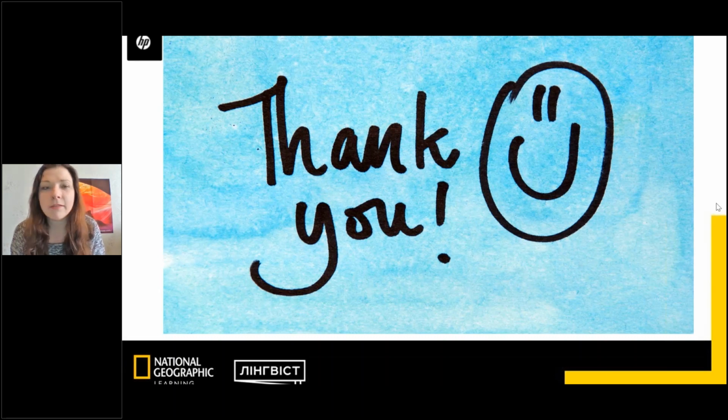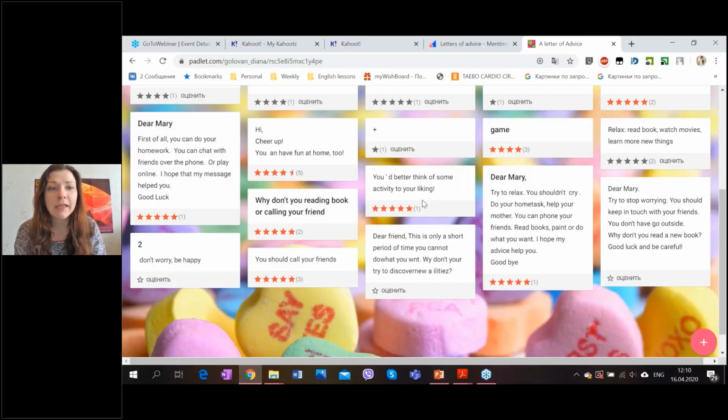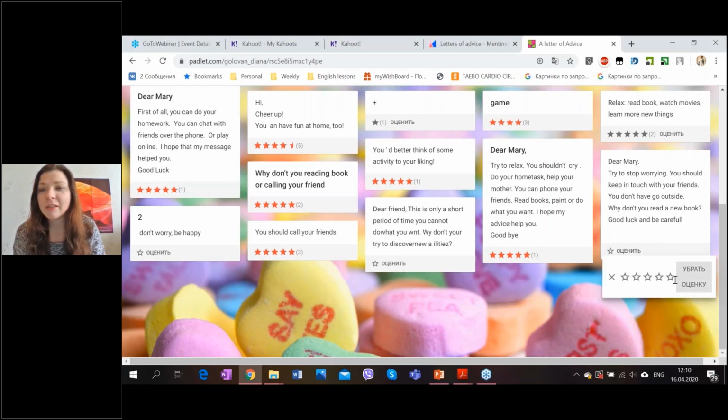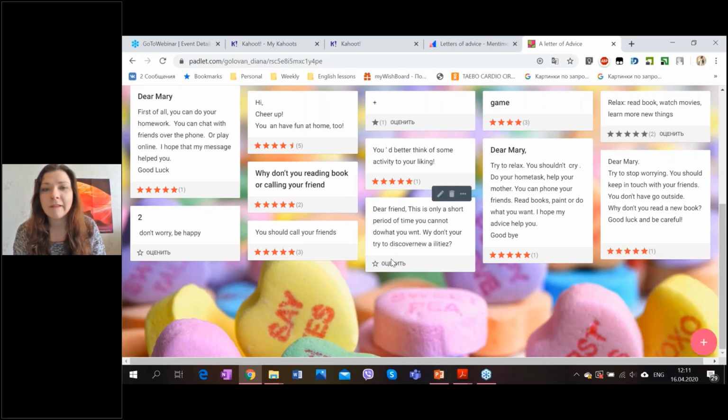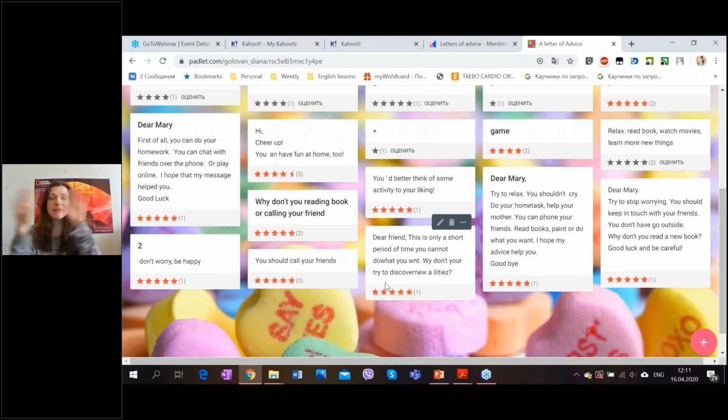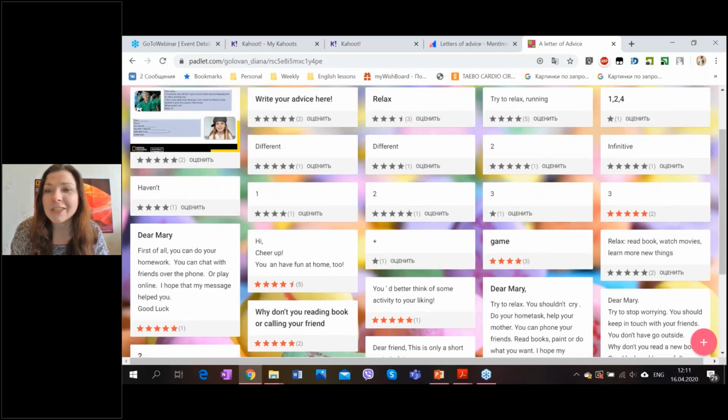And while you are leaving the room, I would like to look at the Padlet again. Wow, great. Perfect. Discover new abilities. I guess there is a misprint here, right? Nice. Don't worry, be happy. Yeah, this is a slogan that should be in every house, actually.